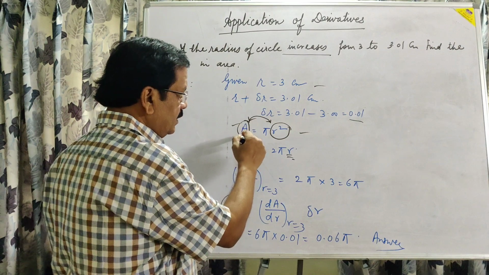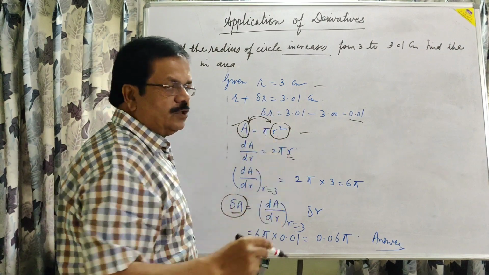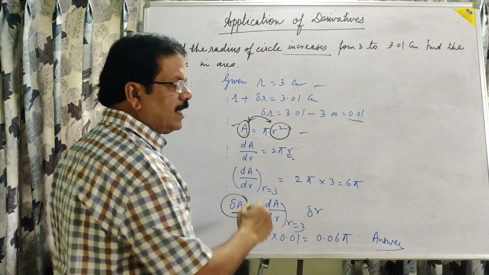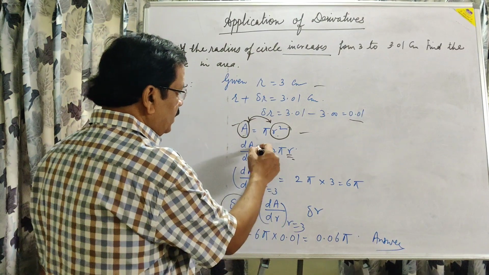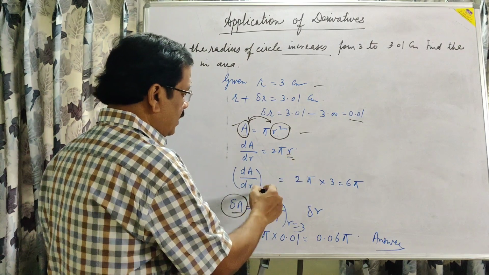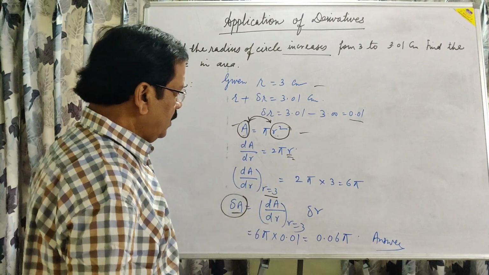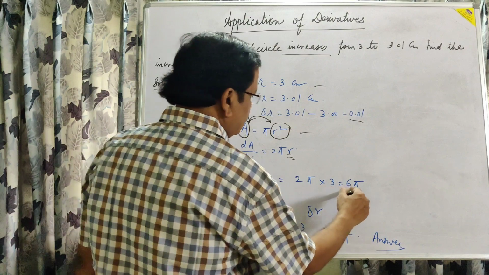Now here we can see the variables A and r, two variables, and so we can differentiate very easily with respect to r, because dA/dr is equal to 2πr. At r equal to 3, this value comes out to 6π.